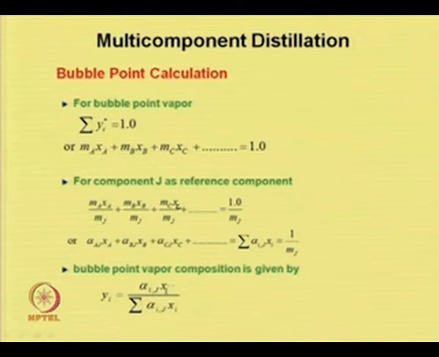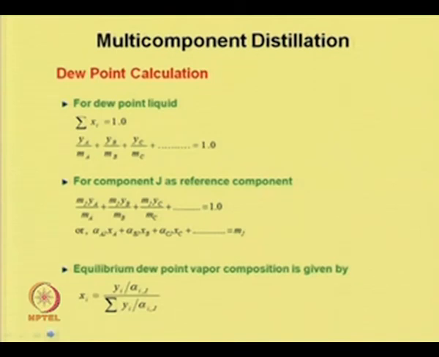The bubble point vapor composition can be calculated: Yi would be equal to alpha ij Xi divided by summation over alpha ij Xi. If the liquid composition and total pressure are fixed, the calculation of temperature can be made by trial and error satisfying these equations, and its convergence is very rapid since the change of alpha with temperature is very slow. We will discuss this with an example.